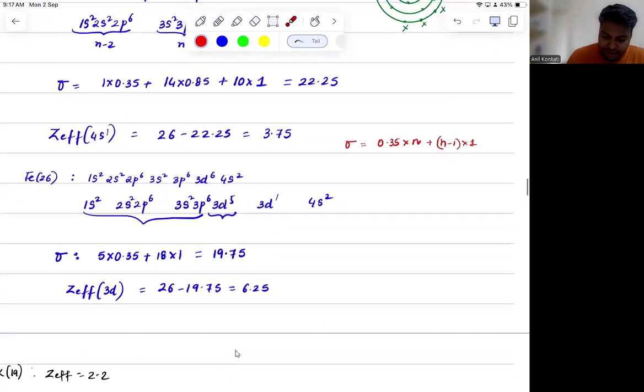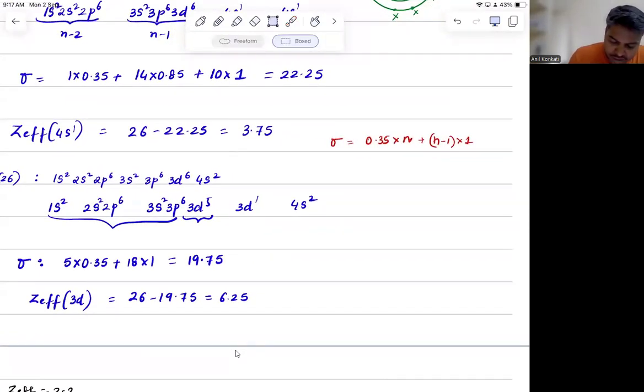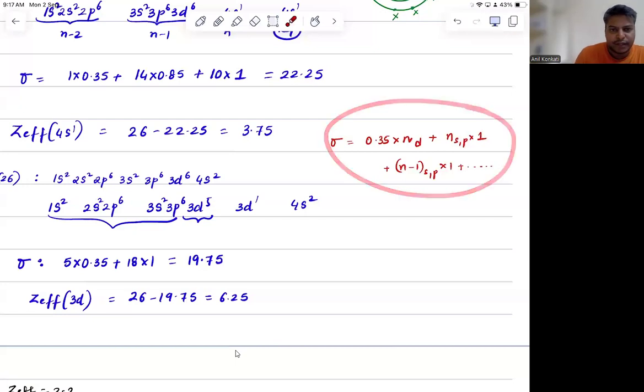Okay. The formula, just make a correction here. This is 3D, okay, 0.35 and D only, nD. That is, these are the electrons of only D, plus n of S and P into 1, plus n minus 1 S and P into 1, and so on. So please correct this formula. Okay. Now it is matching.